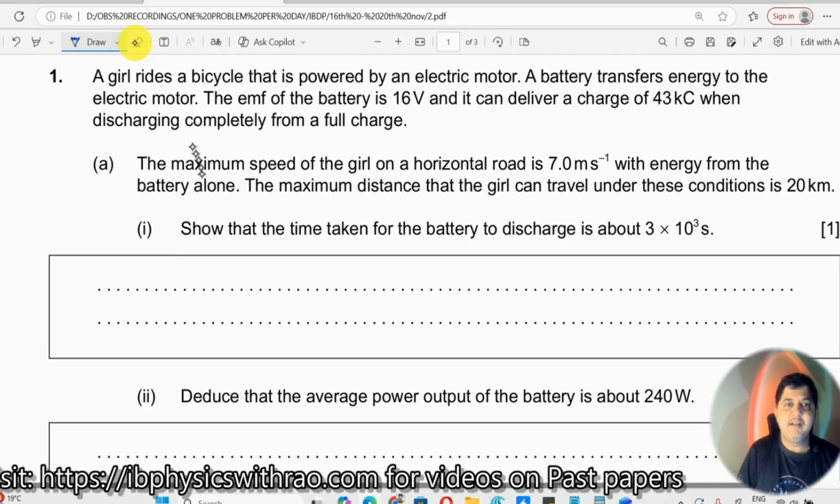Okay, question number 1. A girl rides a bicycle that is powered by an electric motor. Okay, it's an electric bicycle. The battery transfers energy to the electric motor. So there's a battery connected to it. The EMF of the battery is 16 volt.